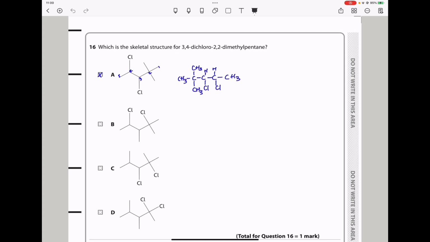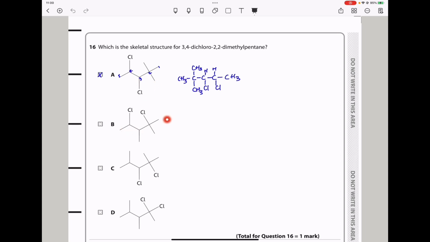3,4-dichloro-2,2-dimethylpentane. Now, because the structure is pentane, I began by drawing 5 carbons. 1, 2, 3, 4, 5. I chose my carbon 2 to put the 2 methyls. So if this is carbon 2, the 2 methyls are there. And then on carbon 3, there is going to be a chloro, and on carbon 4. So this is similar to that. You can see if this is carbon 1 and carbon 2, we have 2 methyls. We have a chloro on carbon 3 and a chloro on carbon 4.